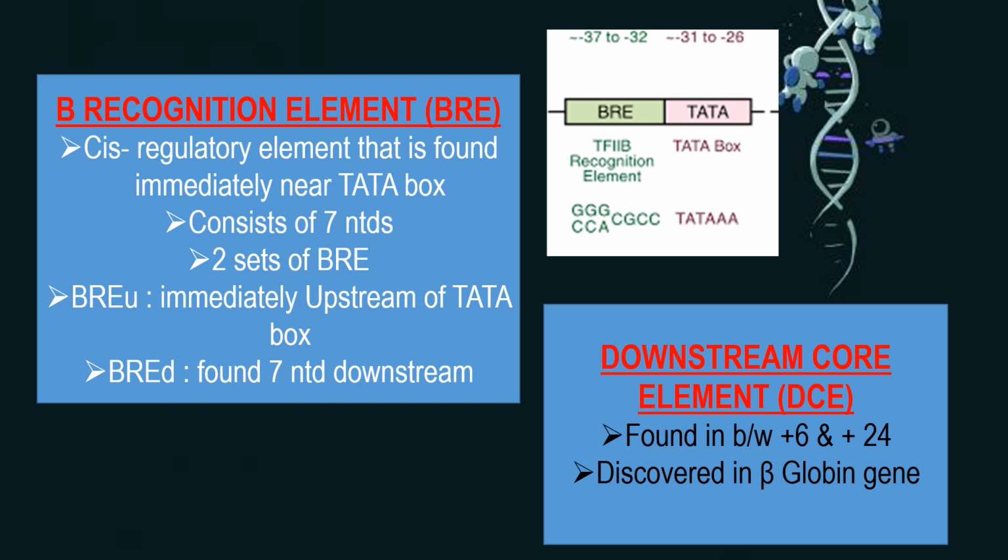Then the downstream core element, it is represented as DCE. It is found in between +6 and +24. It was discovered in the beta globin gene.